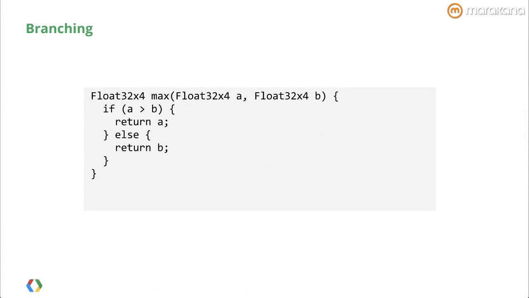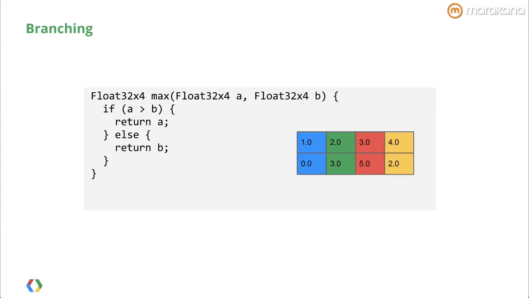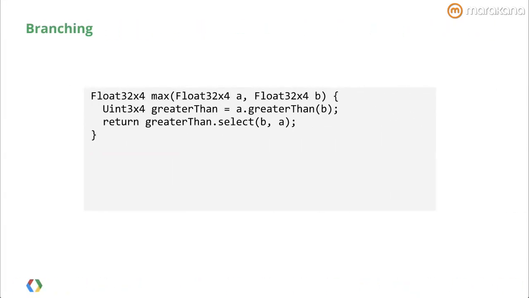So let's say we had A as 1, 2, 3, 4. And we had B as 0, 3, 5, 2. We said A greater than B. Like, what does that mean, right? Because the true maximum here is actually 1, 3, 5, 4, right? So you cannot just say, like, if A is greater than B, return A. It's a meaningless statement in a SIMD world. So you end up having to write a branchless version of your algorithm, which is kind of interesting. So I'll walk you through it.